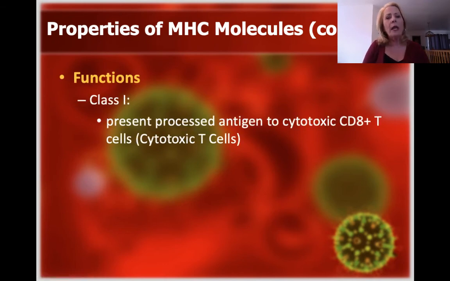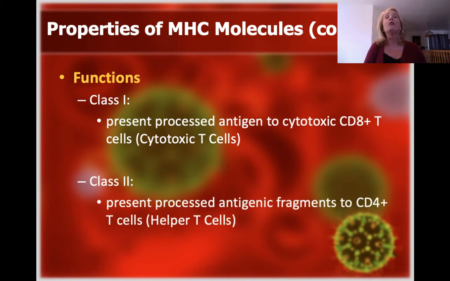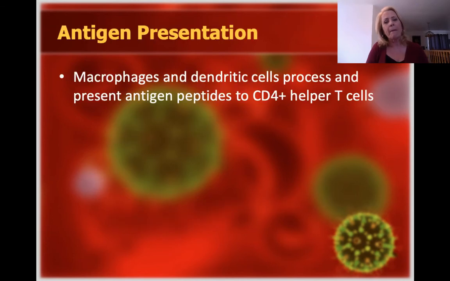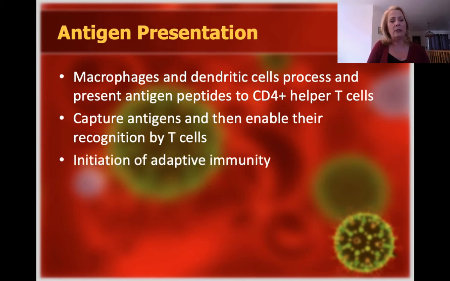So the class 1 MHC are on the outside of the cells, and they're presenting these antigens to the CD8 cells, which are also referred to as the cytotoxic T cells. The class 2, their major job is to present to the CD4 cells, which are your helper T cells. So macrophage and dendritic cells process and present antigens to the CD4 or the helper T cells, and then they enable these T cells to recognize these antigens, okay?